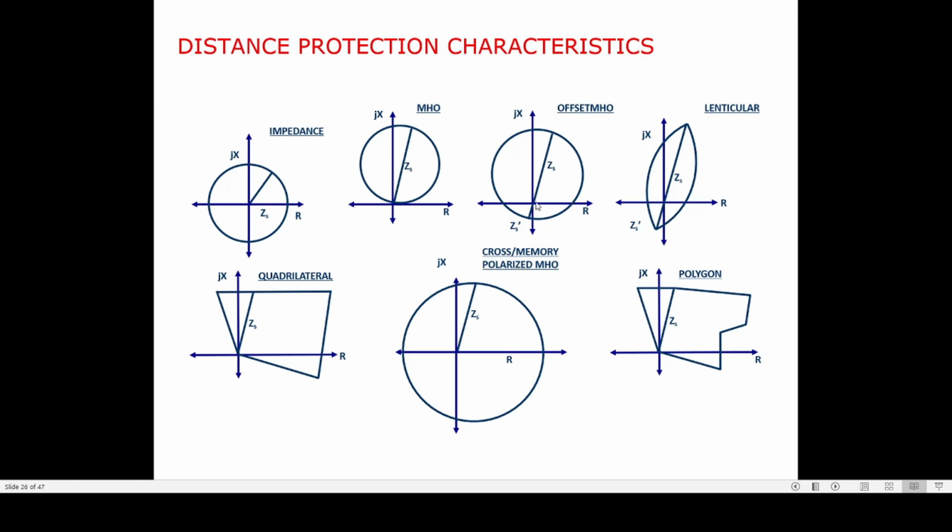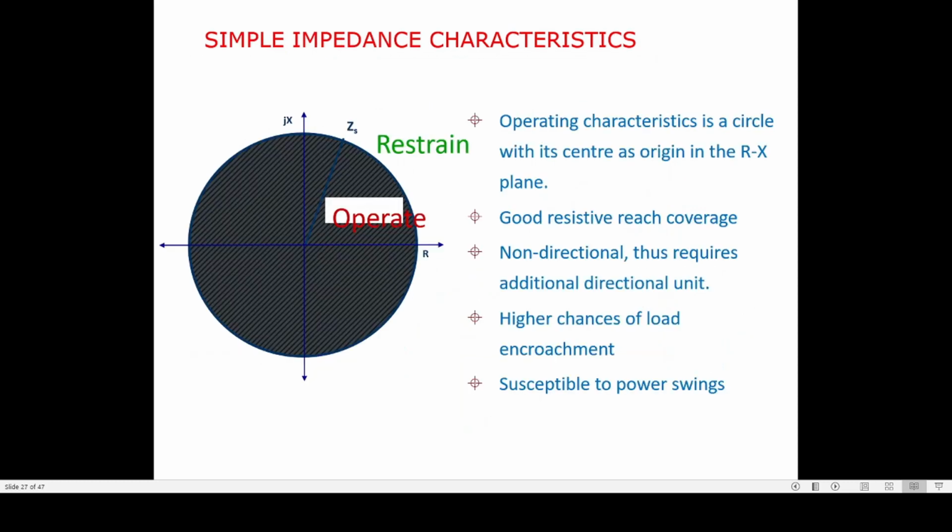That's why what is used in cross polarization is that if you are using the relay for R phase, then the voltage of the other two healthy phases is used for the polarization purpose. Now this I have already explained in the last slide. This is the simple impedance characteristic, and this characteristic is a circle with its center at the origin in the RX plane. It has a good resistive reach, and as already explained, it has a non-directional characteristic and higher chances of load encroachment. Load encroachment we will discuss in subsequent lectures.